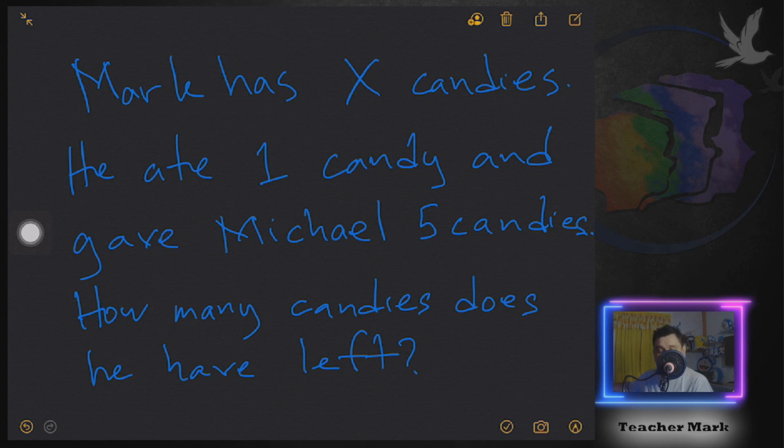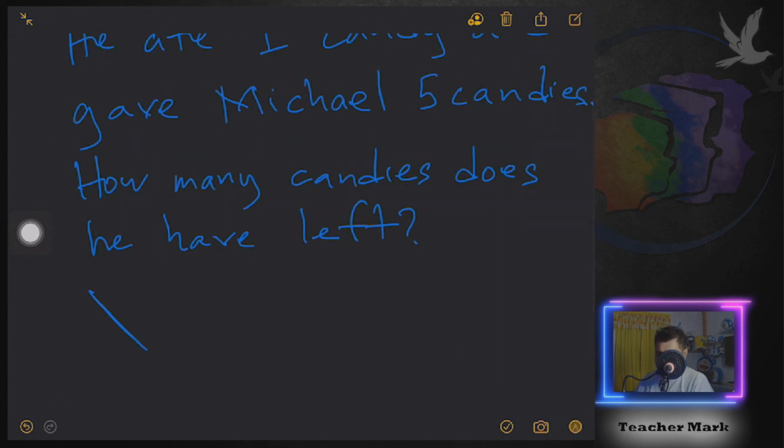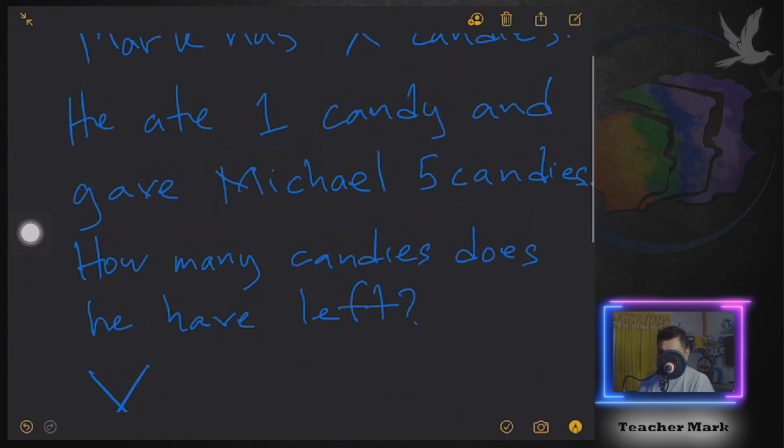So Mark has X candies. He ate one candy and gave Michael 5 candies. How many candies does he have left? Originally, how many candies does Mark have? He has X candies. He ate one. So basically that means what? You're going to eat 1, are you going to add or subtract from the number of candies that you have? So obviously, since you're going to eat it, you're going to subtract 1 from it.